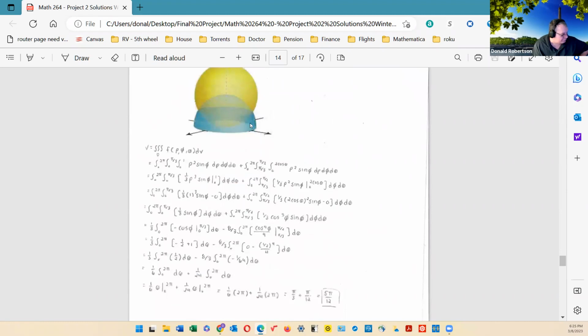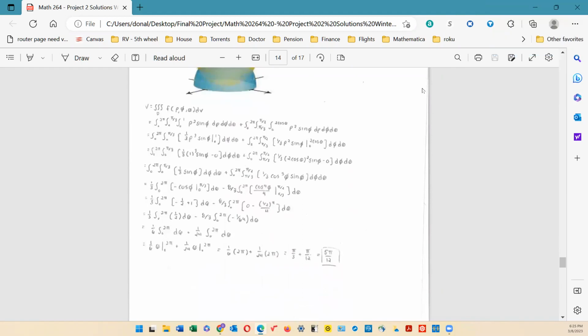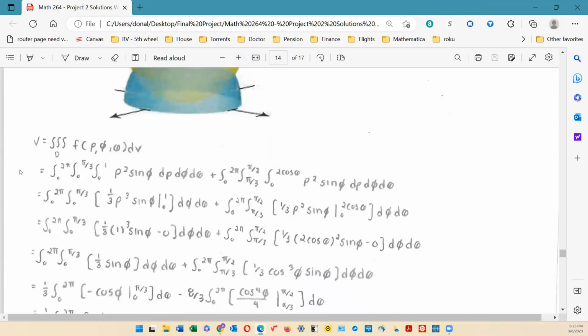So it's definitely going to be a spherical coordinate system. And they tell us rho equals 2 cosine phi, and the other guy is rho equals 1, and z equals 0 just tells you everything is above the xy plane. So I'll zoom in and make this bigger. That would be helpful. Okay.